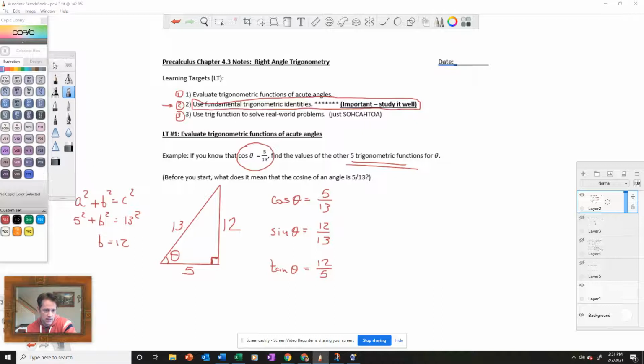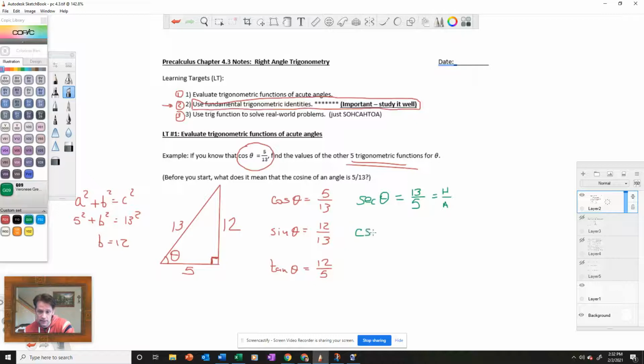So what about the other 3? You may have learned these in the past. Anyways, there's a ratio called the secant, and the secant is basically the reciprocal of the cosine. So the secant is going to be 13/5. When the cosine is adjacent over hypotenuse, the secant is hypotenuse over adjacent. Always. That's what the secant is. It's the hypotenuse over the adjacent.